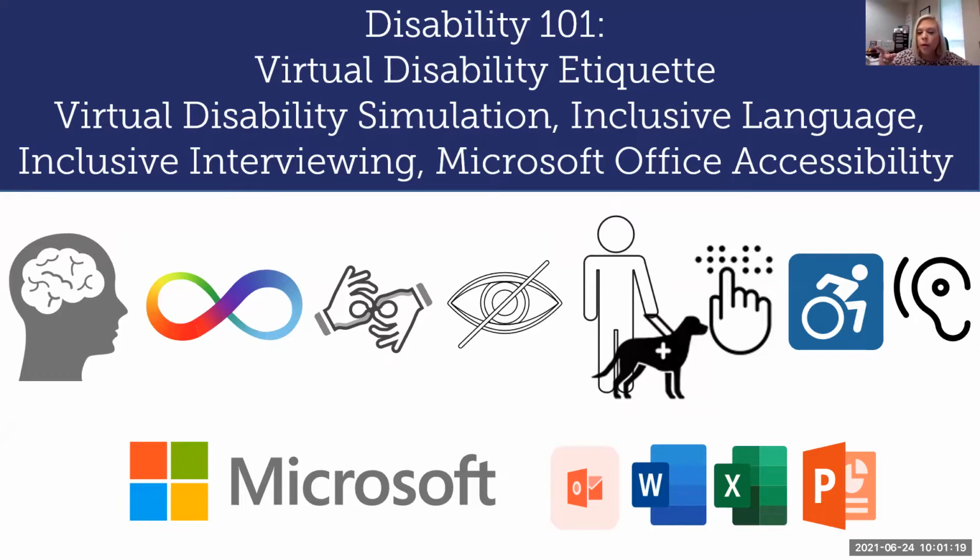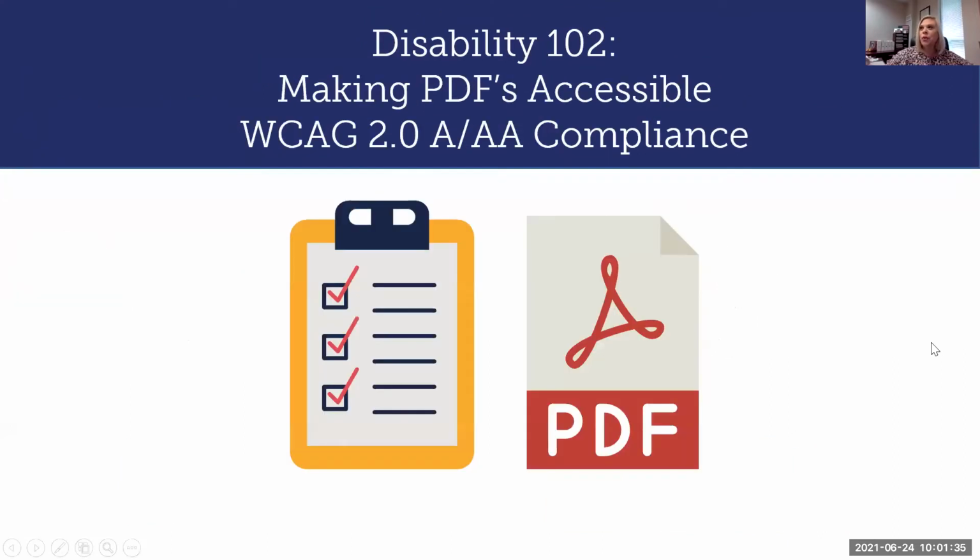And by the way, we want to make sure we're recording. Stephanie, are we recording yet? We are recording. Okay, good. And we have live captions, and I'm going to have Luann talk about that in just a second. So we are going to be learning about Disability 102 today, where we are going to learn how to make PDFs accessible, and we're going to learn about WCAG compliance.